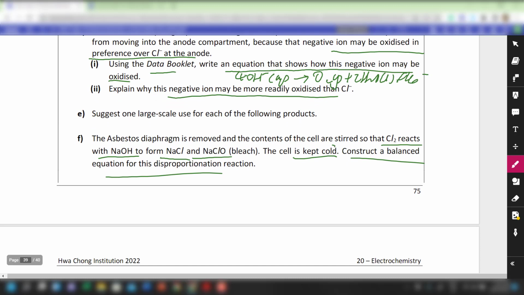It must be kept cold because if it's warm, sodium hydroxide and chlorine will cause chlorine to disproportionate to a higher oxidation state, which is plus 5. That's chlorate 5. So again, it's a bit of down memory lane on what we did in JC1.